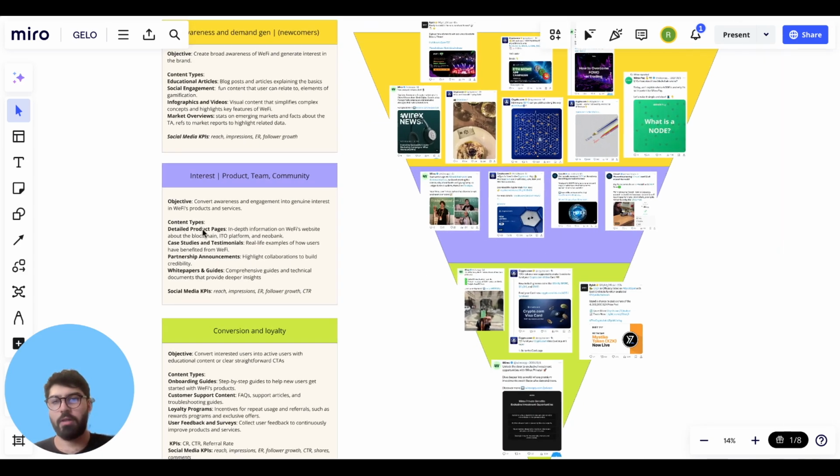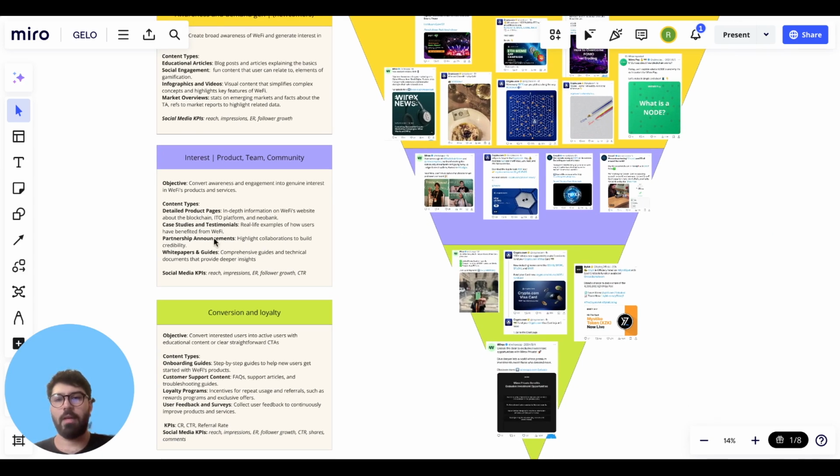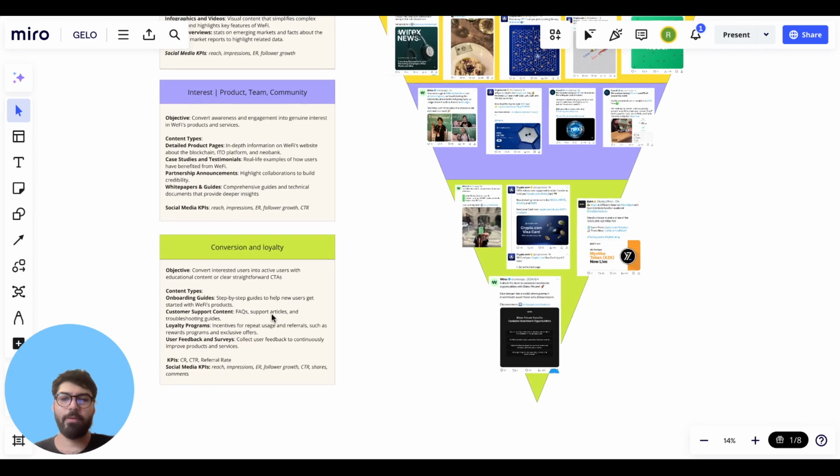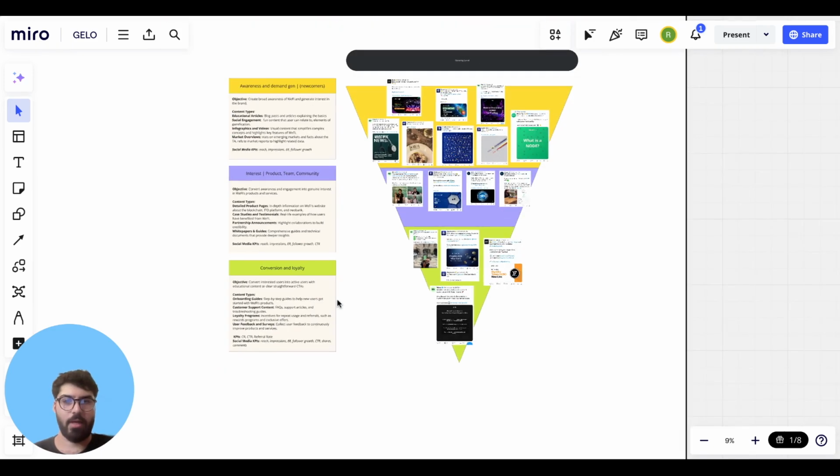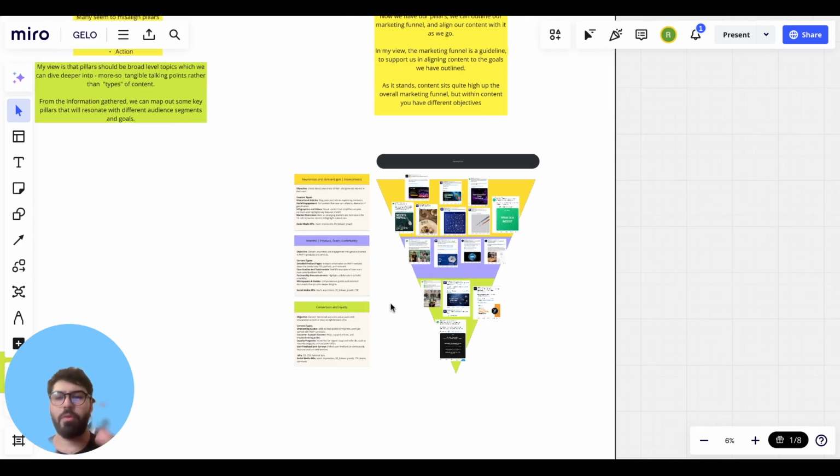Interest and nurturing would be detailed product pages, case studies and testimonials, partnership announcements, guides, etc. And finally, conversion and loyalty, which is onboarding guides, customer support, FAQs, loyalty programs, etc., etc. So those are the three main components that you need to create content.